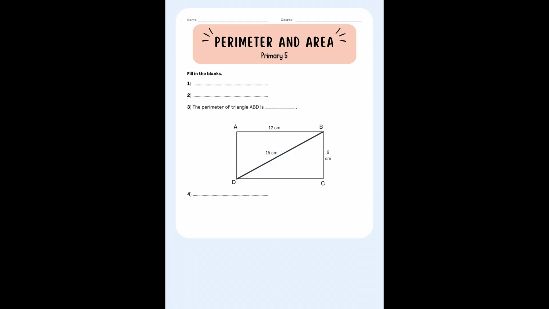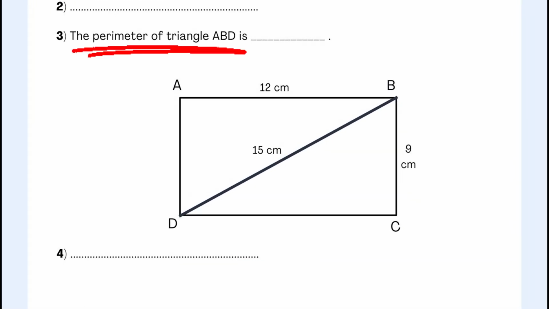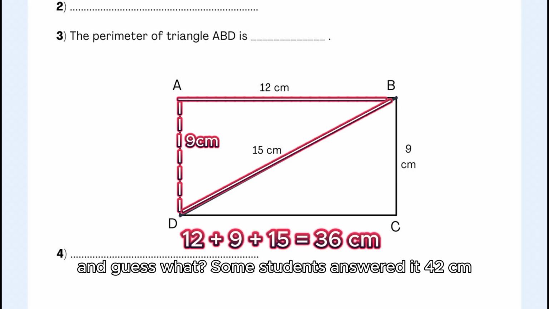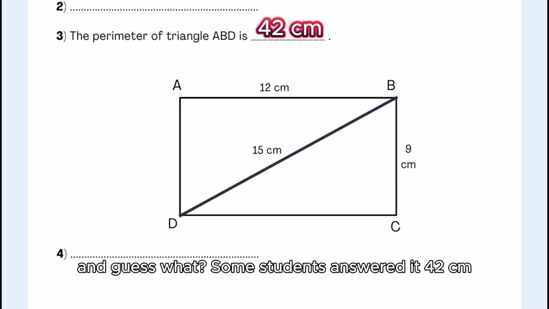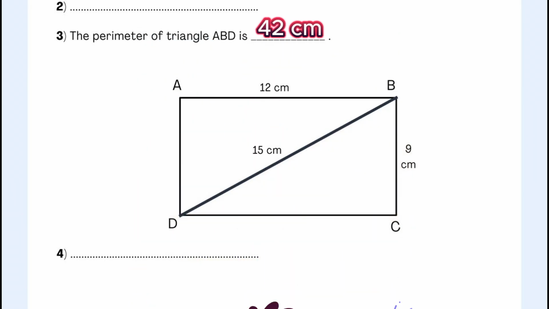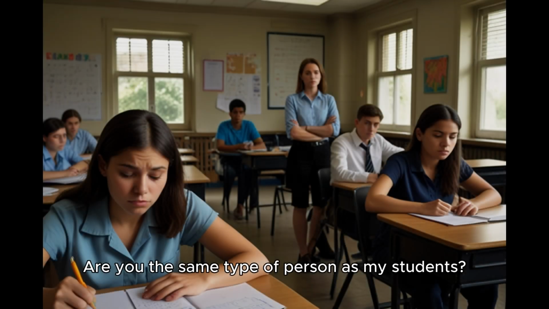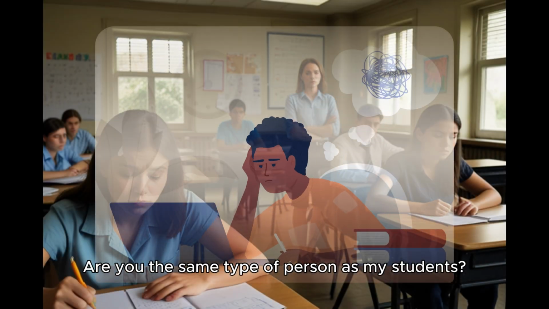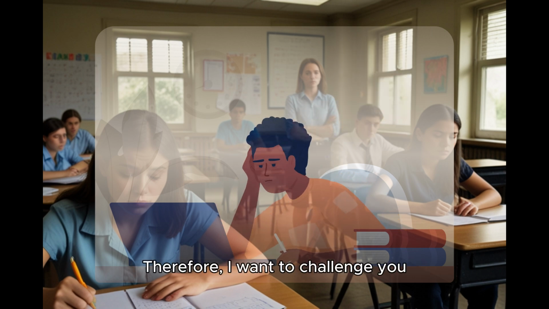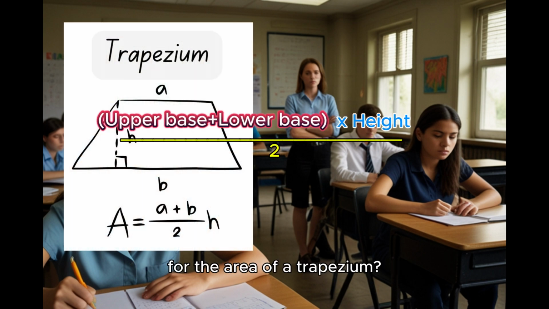Three weeks later, there was a math test, and one of the questions was to find the perimeter of triangle ABD. And guess what? Some students answered 42 cm. Not only one, but at least 4 students gave the same wrong answer. Then I realized they might have used the formula of a rectangle. Are you the same type of person as my students? They just simply memorize the knowledge without trying to understand. Therefore, I want to challenge you. Do you know how to get the formula for the area of a trapezium?